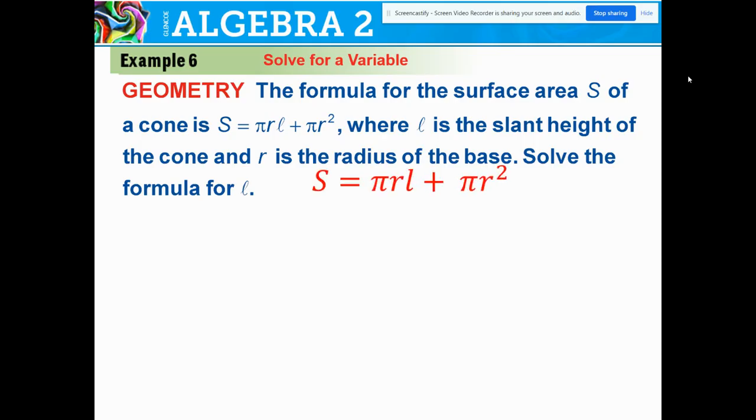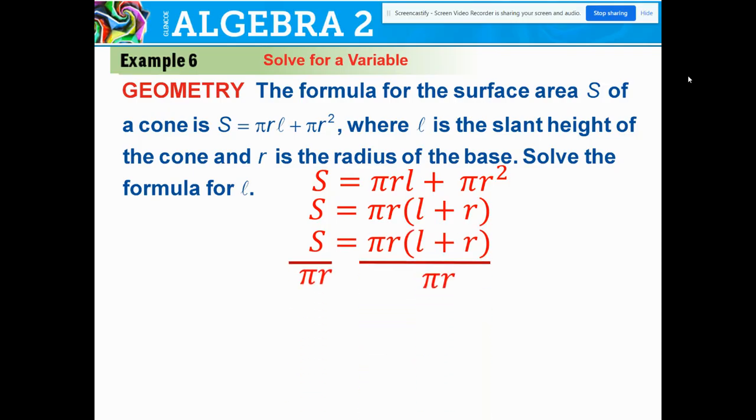So here is the equation. We can factor out pi and r from each of those two terms on the right-hand side, because that's a common factor. And then in the parentheses is what's left over. So pi r L divided by pi r is L. Pi r squared divided by pi r is r.